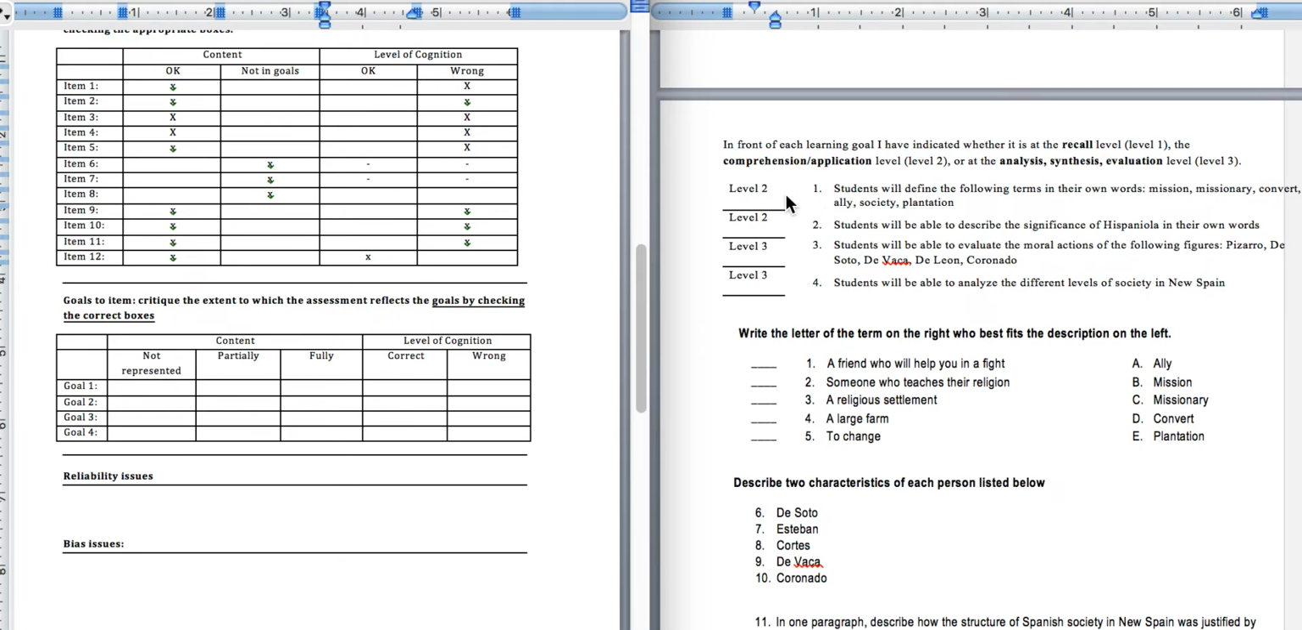So if I look at the first goal, students will define the terms in their own words, right? Clearly, many of these terms are on there. I don't have society on there, although it does come up here. So I could say, yeah, that goal is fully represented. I'd probably accept partially too, but I think fully is the better answer. And then, unfortunately, it's at the wrong level of cognition.